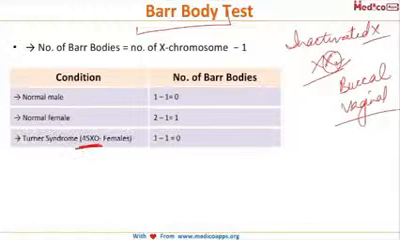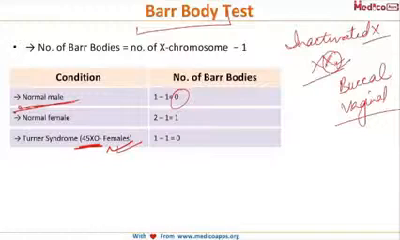In Turner syndrome, the normal genotype is 45XO, and so in this there will be no Barr body because there is only one X chromosome. But we have told that if there is no Barr body, then the individual will be a normal male. But this Turner syndrome, they are phenotypically female. So this is an exception to this rule.